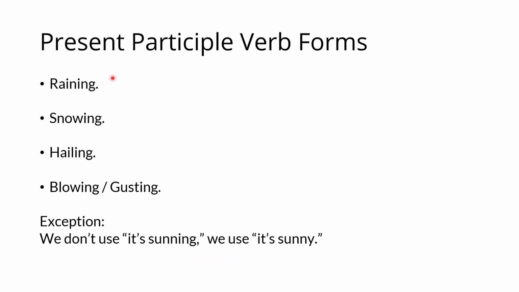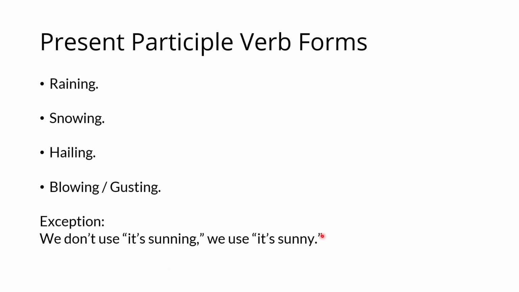Let's take a look at the present participle now of the verb. So, rain becomes raining, snow becomes snowing, hail becomes hailing, and with wind we instead use other words such as blowing or gusting. So the wind was blowing, or it was gusting, or the wind was gusting. An exception to this, for example, is we don't use it's sunning, we use it's sunny.